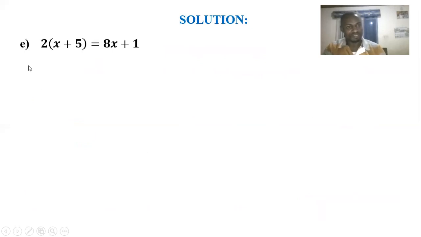We move to the last part, which is E. 2 into x plus 5 is equal to 8x plus 1. Here it is not in the standard form of a simple linear equation. So we first expand the left-hand side, that is 2 into x plus 5, by using the distributive law.